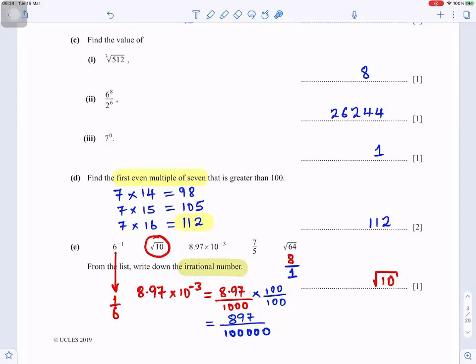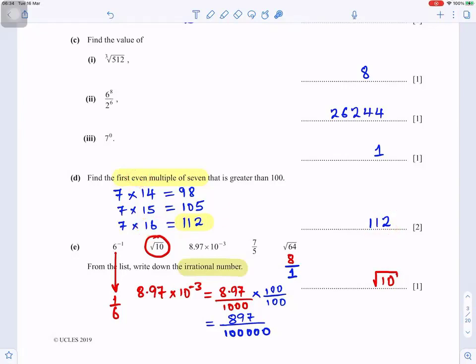Part D, find the first even multiple of 7 that is greater than 100. So it's an even number and it's a multiple of 7. If we start from 7 times 14, it gives us 98. 98 is less than 100. 7 times 15 gives us 105, but 15 is an odd number. 7 times 16 is 112, and 16 is an even number. So we would use 112 as the answer.